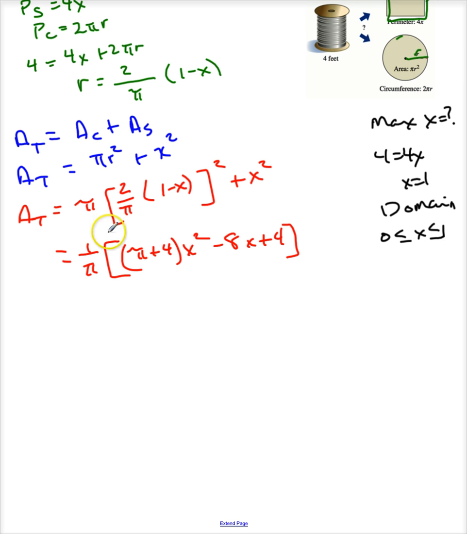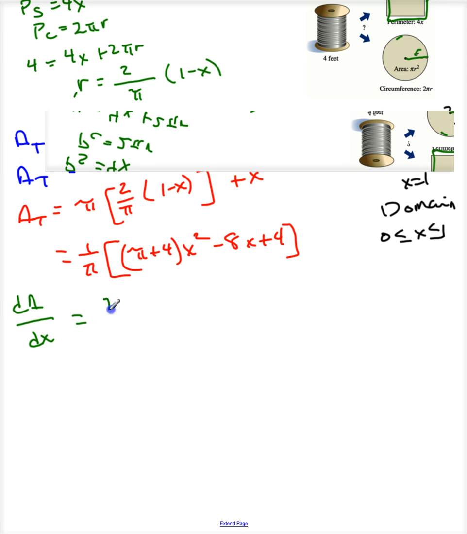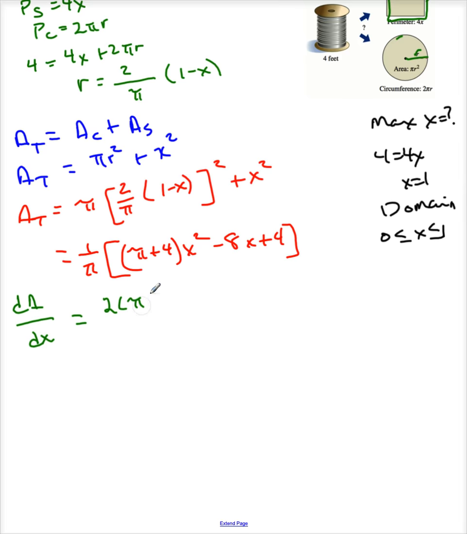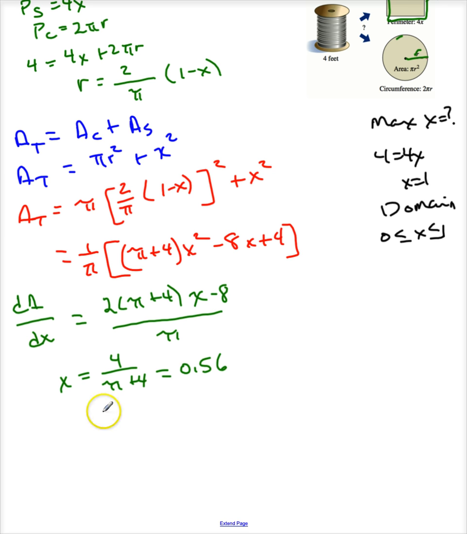So now I'm going to come over here. The next step, I'm going to solve. So dA/dx is equal to 2 times pi plus 4, x minus 8, all over pi. Now the only critical number between 0 and 1 is when x is 4 divided by pi plus 4, or about 0.56. So now I need to check my endpoints.